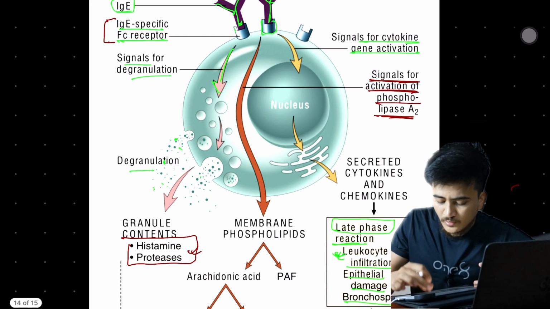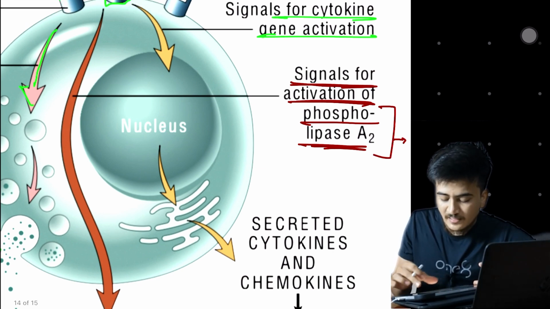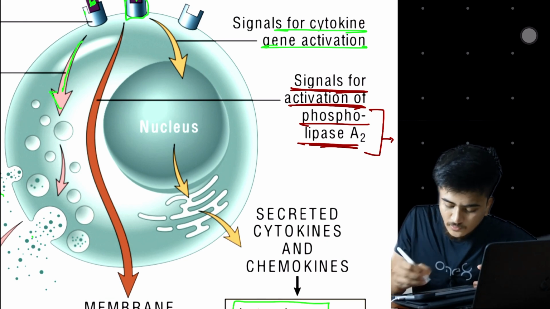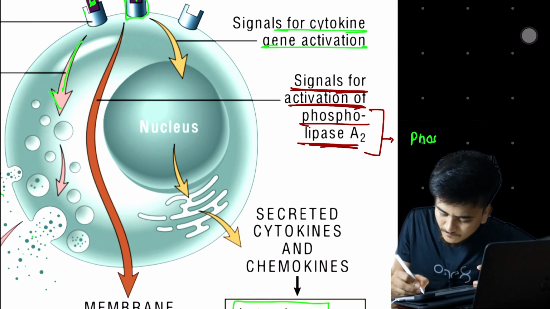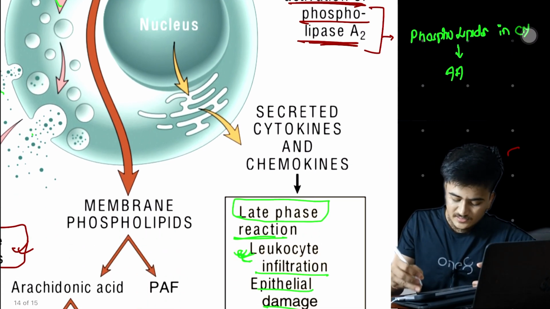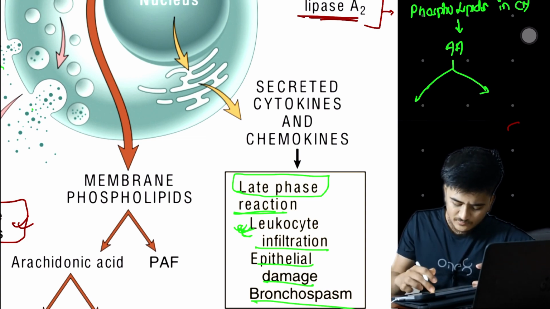Another important event that is happening is the generation of a signal for activation of phospholipase A2. This phospholipase A2 will convert phospholipids in the cell membrane into arachidonic acid. And this arachidonic acid will be further forming... we have already talked about this.